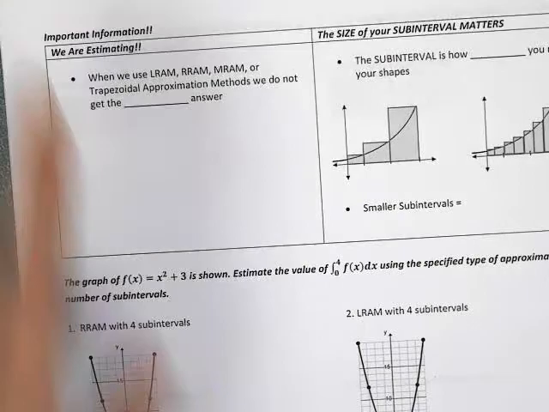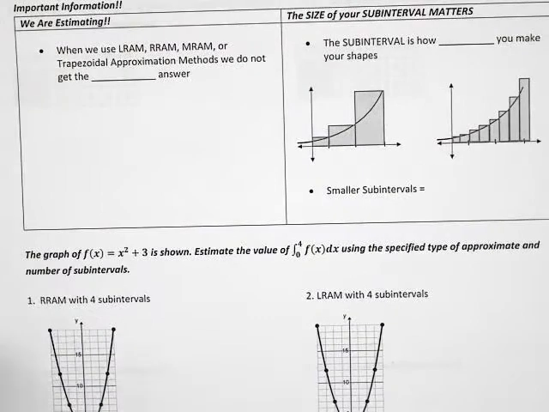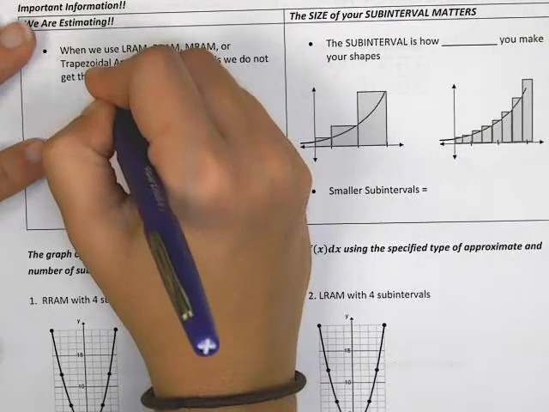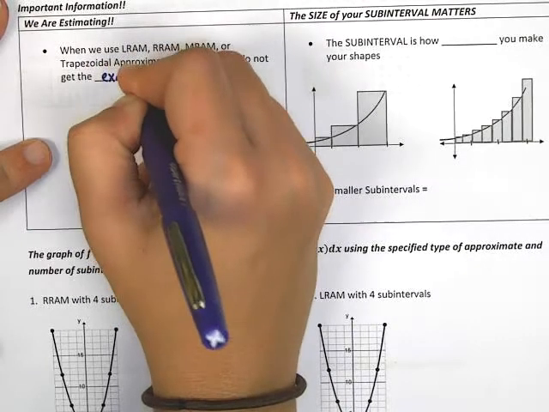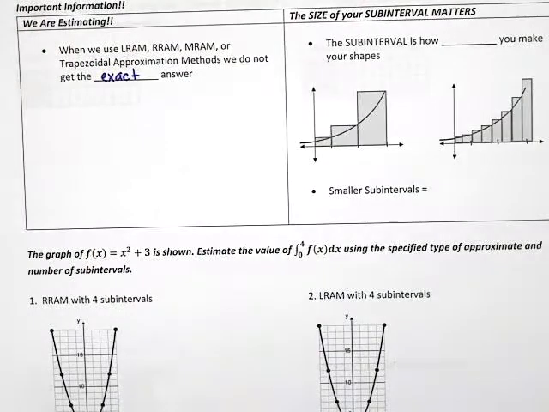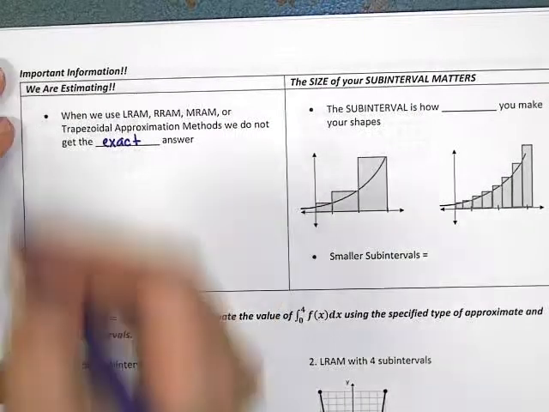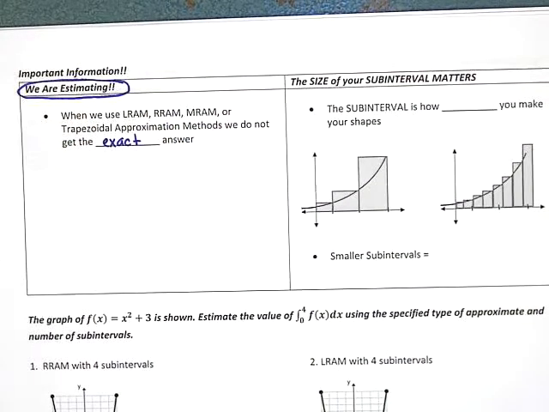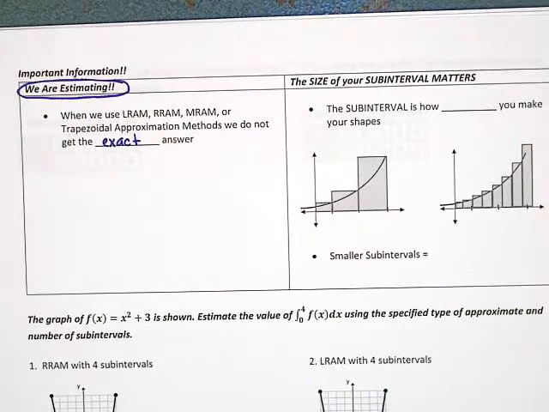When we use LRAM, RRAM, MRAM, or trapezoidal approximation methods, we do not get the exact answer. And that's really important to recognize. We are estimating. These are not nice geometric shapes, so we cannot get nice exact answers. Instead, we're using an estimate using geometry.